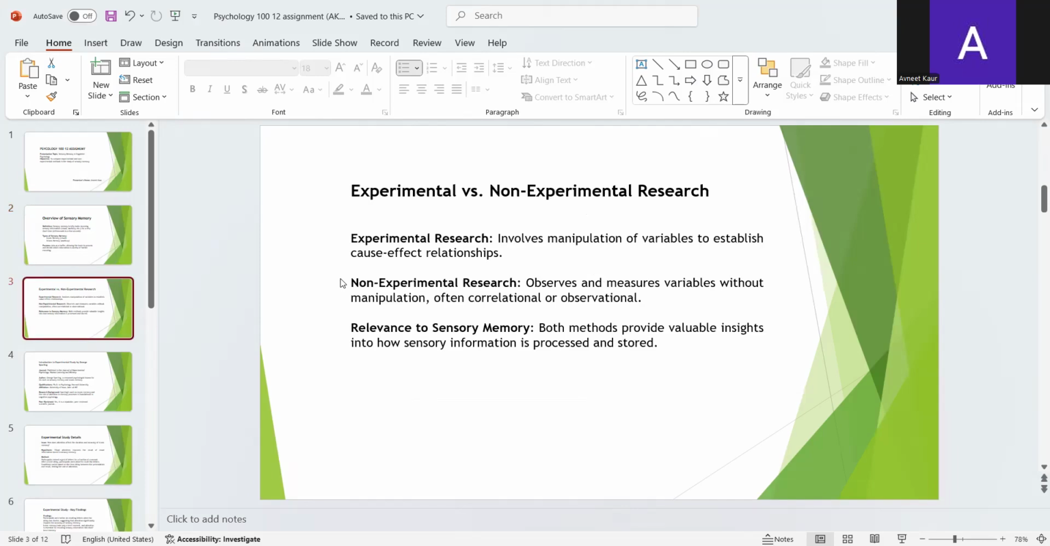There are two types of research in this assignment, that is experimental and non-experimental research. Experimental research involves manipulation of variables to establish cause-effect relationships, whereas non-experimental research is to observe and measure variables without manipulation, often correlational or observational. Its relevance to sensory memory is that both of these methods provide valuable insights into how sensory information is processed and stored.